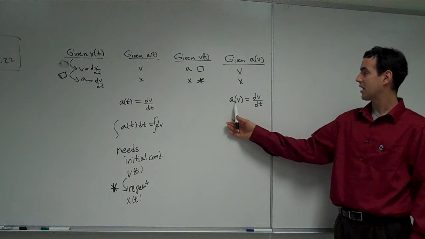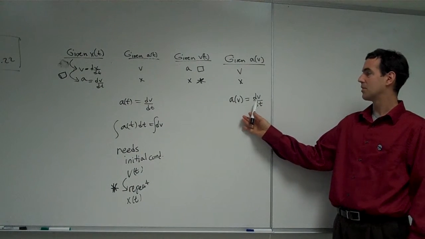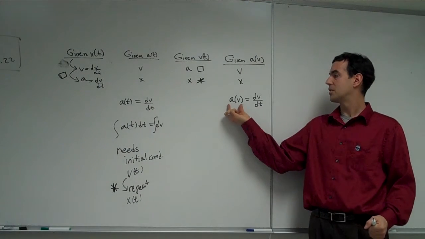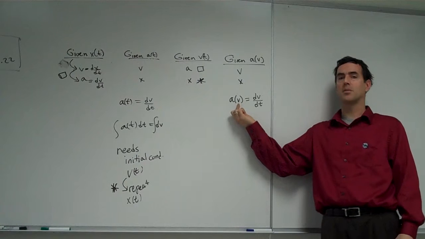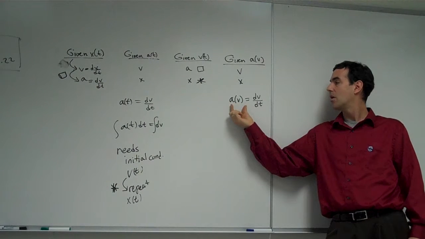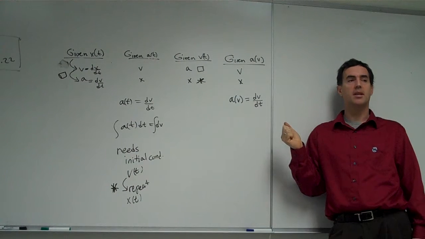So we've got acceleration as a function of velocity equals dv/dt. This terminology means I'm not going to have a variable t in there also. Now I need to try to separate this.